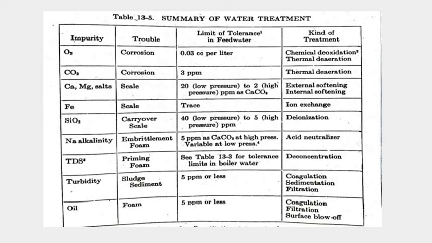So next is Table 13-5, which is the summary of water treatment. So we have here our impurity: oxygen, carbon dioxide, calcium, magnesium, salt, and etc. So we have trouble. So for oxygen, we have corrosion. So for the limit of tolerance in feed water, we have 0.03 cc per liter. And the kind of treatment is the chemical deoxidation, thermal deaeration, and etc.